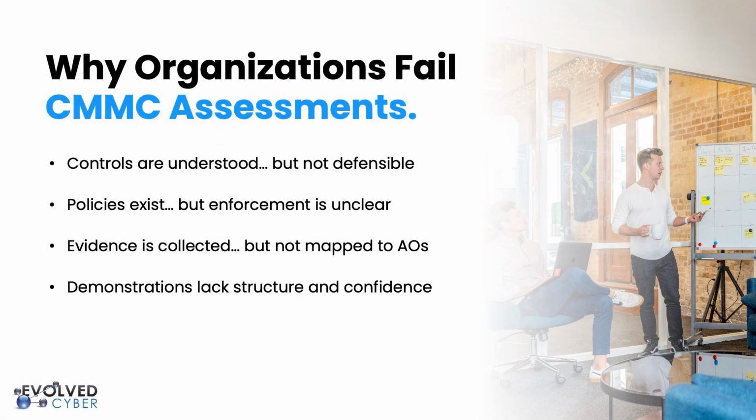Most organizations don't fail CMMC assessments because they ignore the controls. They fail because they cannot defend them. They have policies, they have tools, and they have documentation. But when the assessor starts asking questions, the evidence isn't clearly mapped, the story isn't structured, and the implementation isn't consistently demonstrated. That gap between understanding and defensibility is where assessments break down.